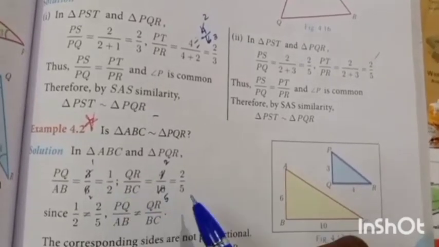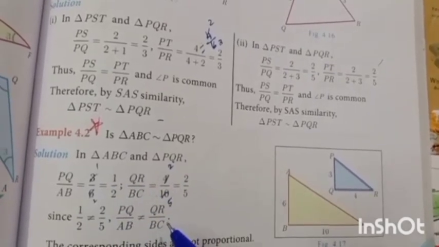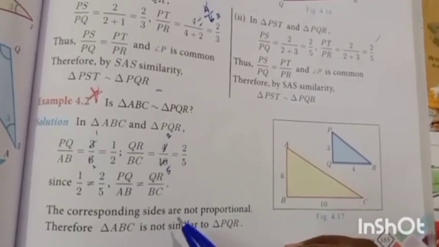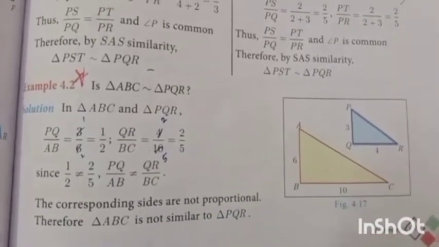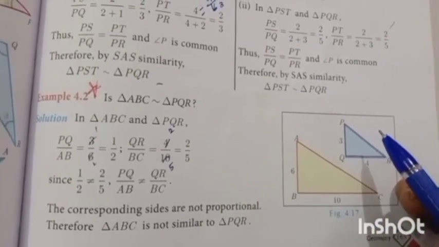Now you have to check these two values. These two values are not equal. So the ratios of the corresponding sides are not equal, the corresponding sides are not proportional. Therefore the triangles are not similar. Triangle ABC is not similar to triangle PQR. Have you understood, students?